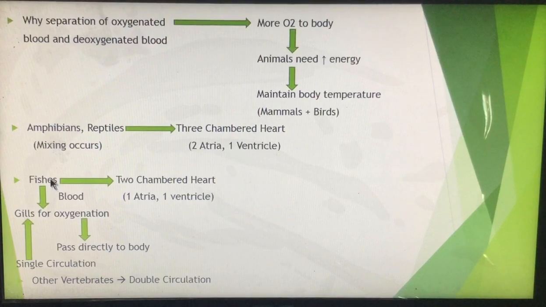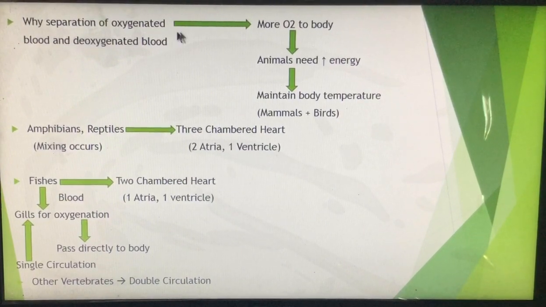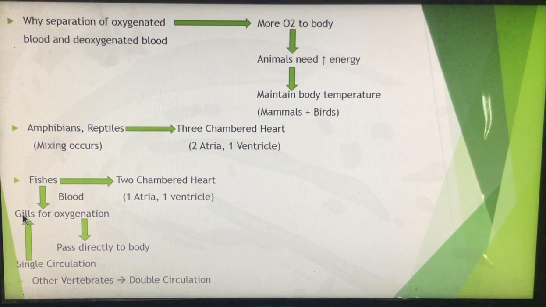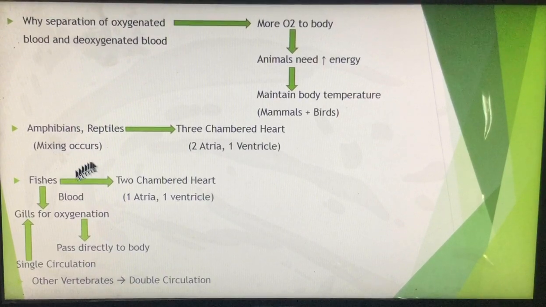When this deoxygenated blood in the fishes comes out from the heart, it moves to the gills for oxygenation. So gills में oxygenation होता है। ऊपर हमारे अंदर क्या था? Lungs थे for oxygenation। Fishes में क्या है? Gills are for oxygenation. So gills में deoxygenated blood, and in it oxygenation of the blood takes place, and then oxygenated blood passes to the body, and the deoxygenated blood again goes to the heart.